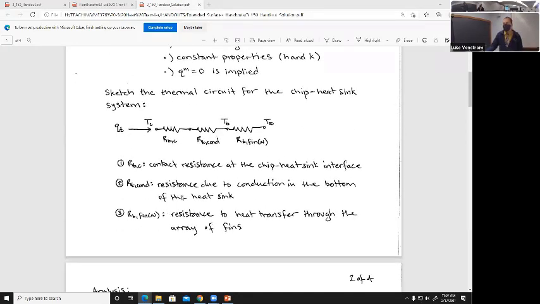So this is our circuit, which you should have sketched on Monday, right? We have 3 resistors. To solve the problem, we'd actually have to calculate the values of the resistance for the contact resistance and the conduction as well. I'm going to focus on the fin array this time.